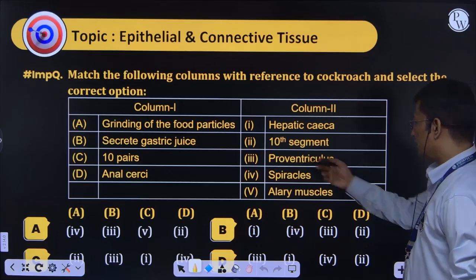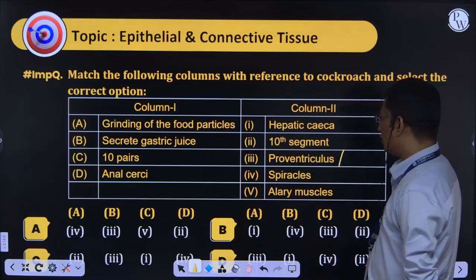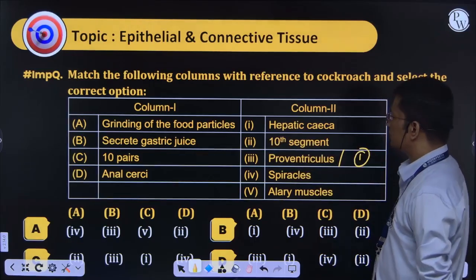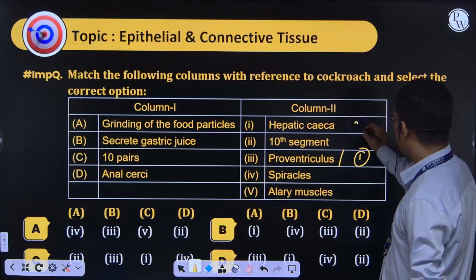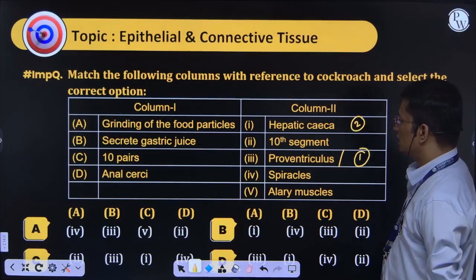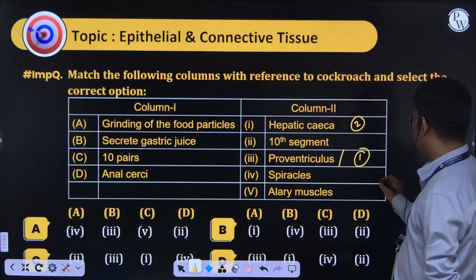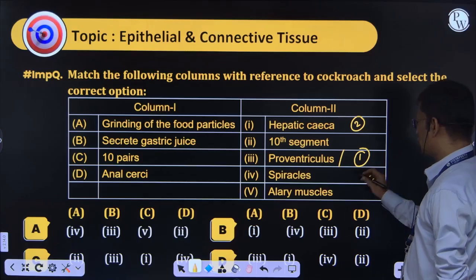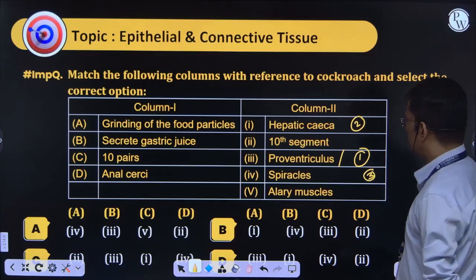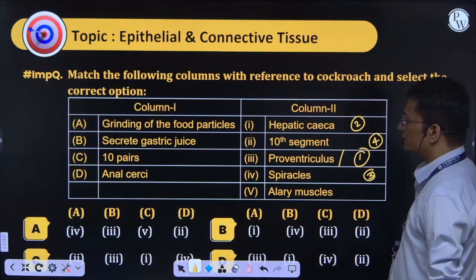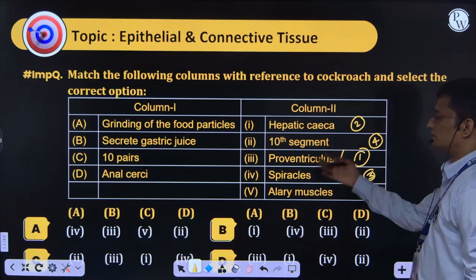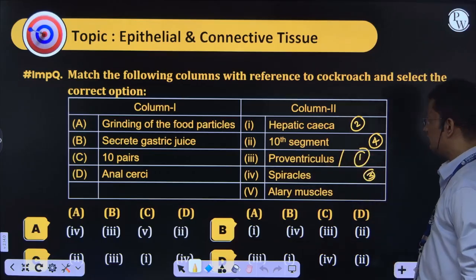Here, for grinding purpose, gizzard or proventriculus. Hepatic caeca is secreting the gastric juice. Ten pairs of spiracles are present in cockroach. Anal cerci is present in the 10th segment. Anal style is present in the 9th segment. So in this way we can match the things.